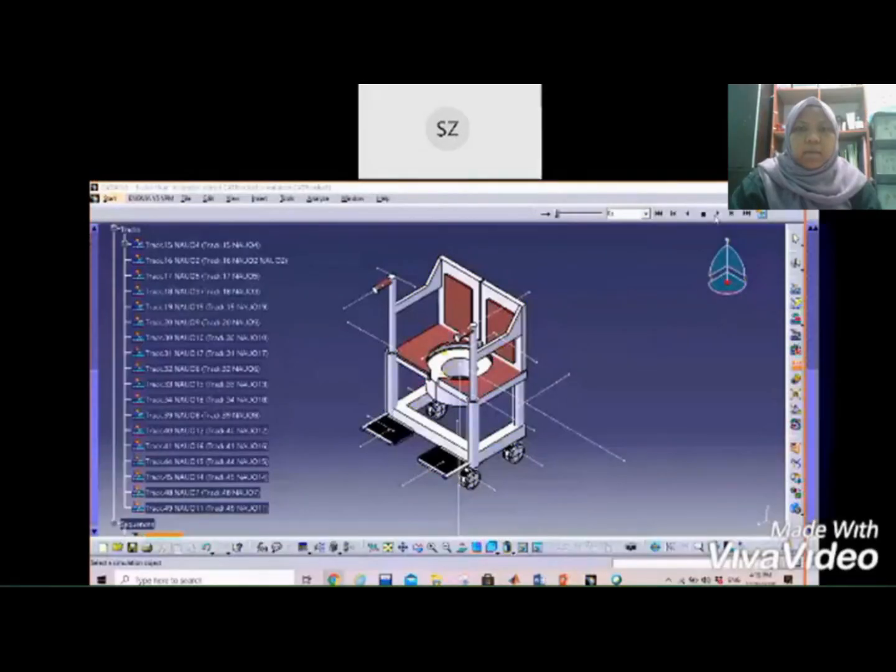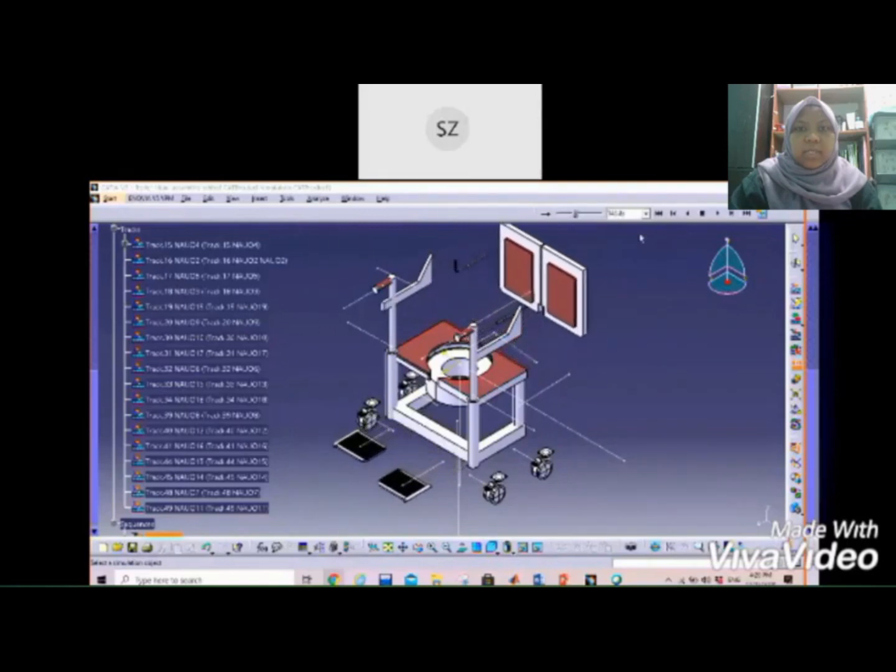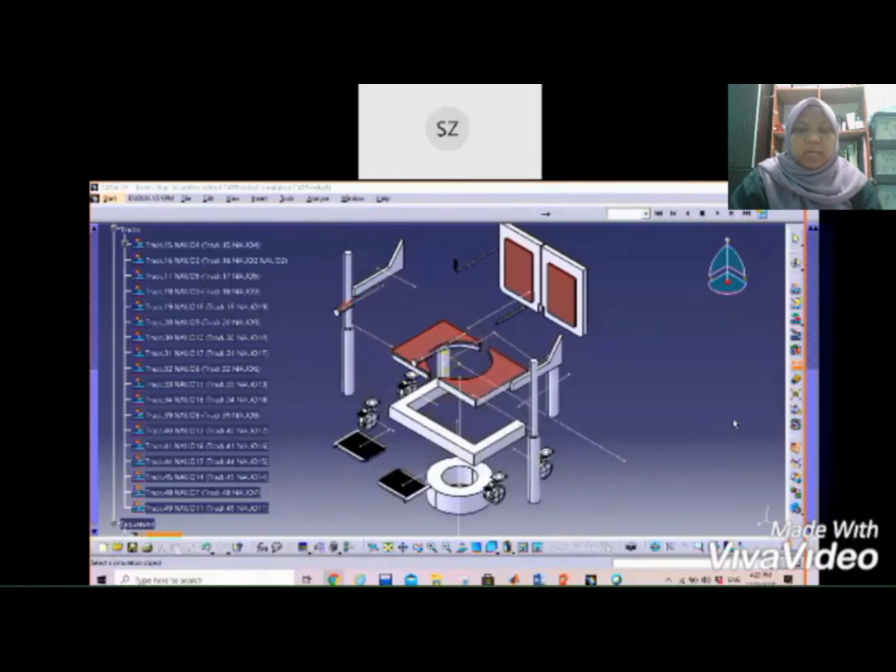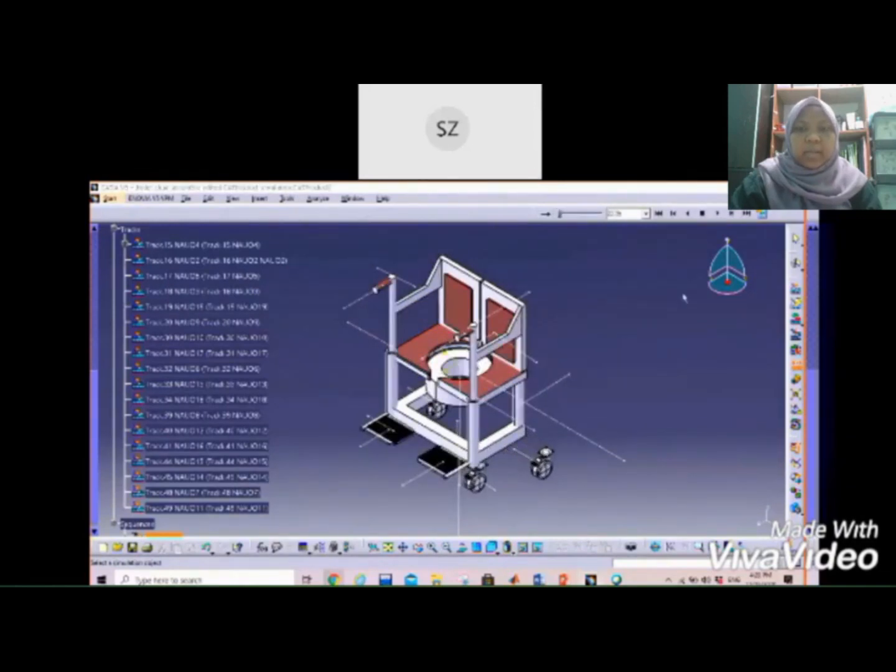Okay, now I will explain about the functional analysis for this product. The leaning side, which is the backrest part of the chair, and also the wheel caster. The backrest can be removed, so it helps to easily transfer to the toilet chair. The wheel caster is also provided to help with the movement of the product.